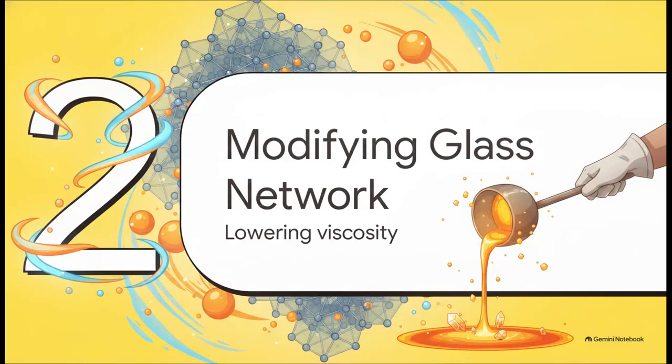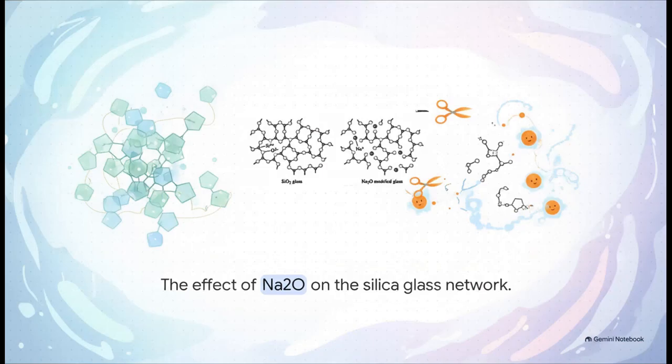Moving on to part two, modifying the glass network to lower viscosity. Now, you might be wondering how exactly that 15% of soda ash performs its magic. Well, imagine a tightly bound, continuous web of pure silicon dioxide. When we introduce sodium oxide from the soda ash, it acts almost like microscopic scissors.